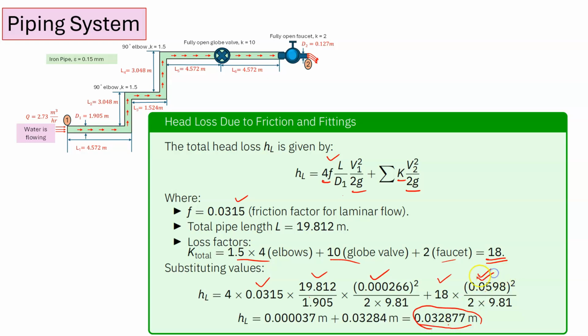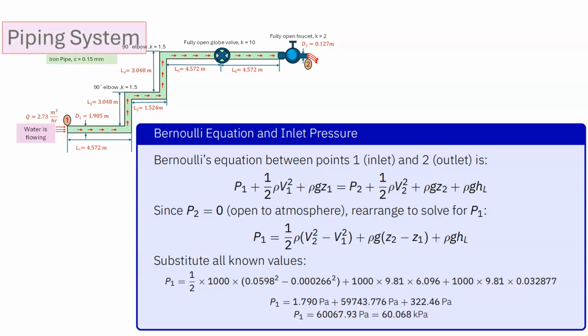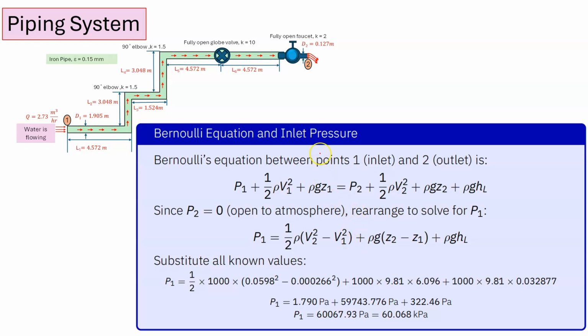So here remember, we are considering the outlet velocity, but we must know what the velocity is here, and the velocity here is 0.00266, but we are taking V2 square, so maybe there will be a slight change of HL if you consider V1 square. So here HL is 0.032877 meter. If you plug in this velocity, this value will be small, so we can change that. Now Bernoulli's equation and the inlet pressure calculation.